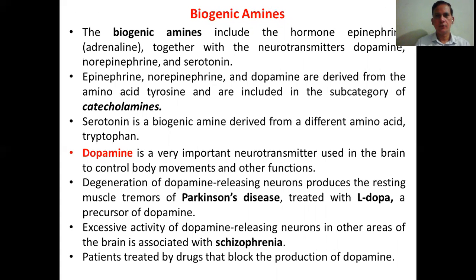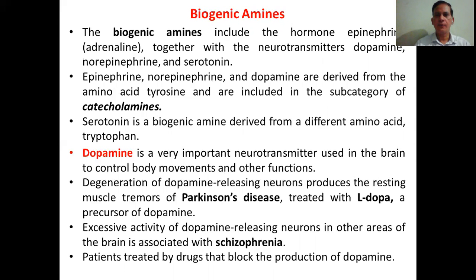Now there are other molecules which we call biogenic amines. These biogenic amines include the hormone epinephrine or adrenaline, and also neurotransmitters like dopamine, norepinephrine, and serotonin. Epinephrine, norepinephrine, and dopamine are derived from the amino acid tyrosine, and they are together counted under the subcategory of catecholamines. Serotonin is a biogenic amine derived from the amino acid tryptophan.